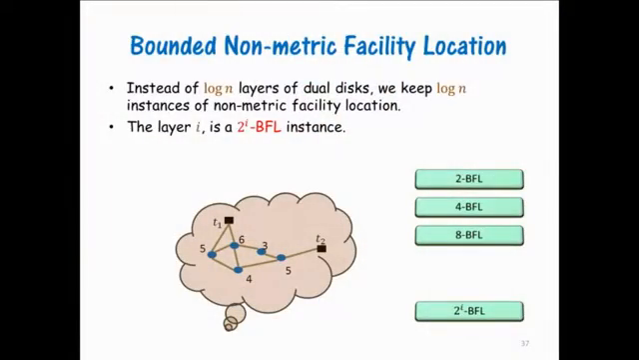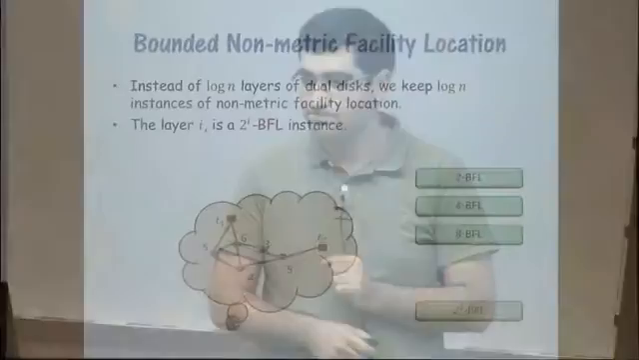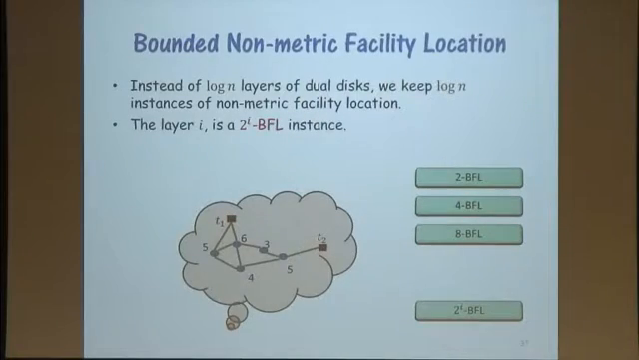In my algorithm, instead of having log n paintings, I'm going to have log n layers of RBFL, such that for every i I have a 2 to the i BFL instance. These are going to help me essentially buy these kind of spiders in some sense.